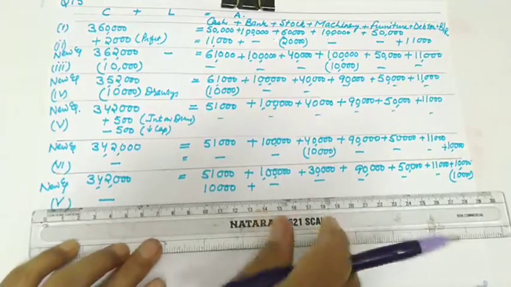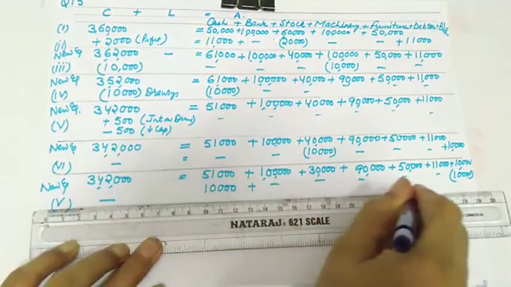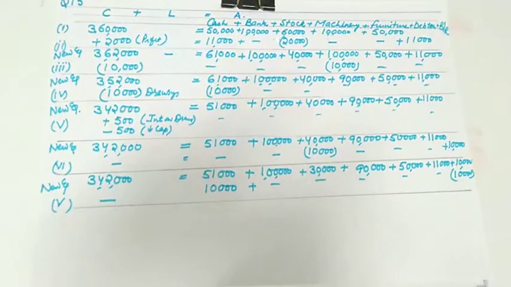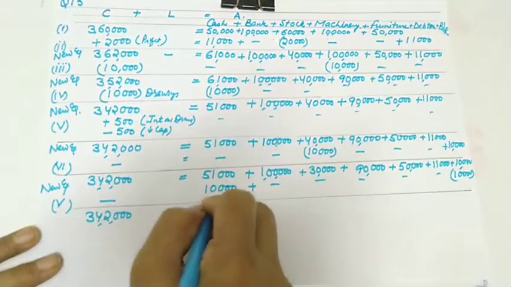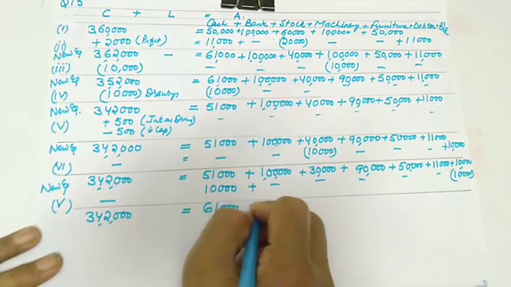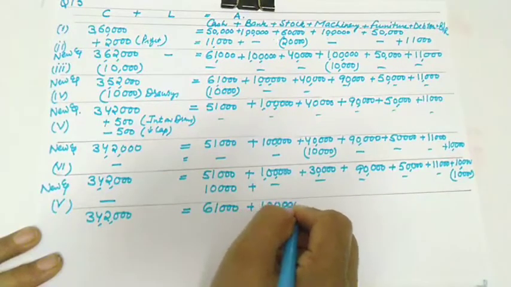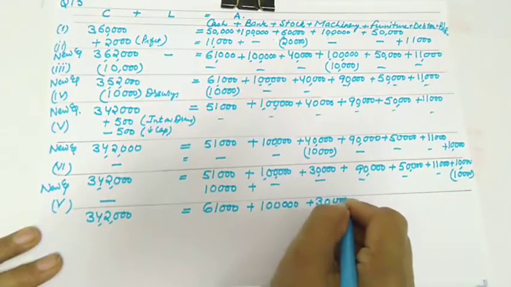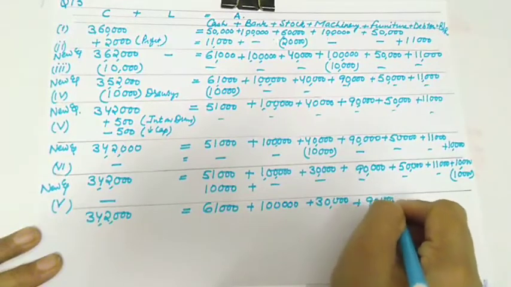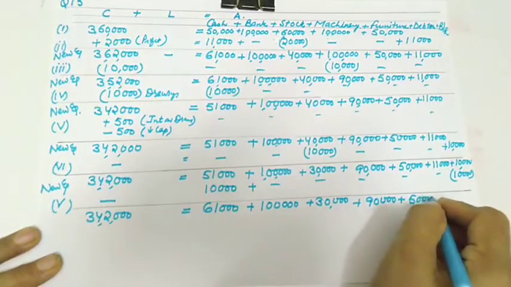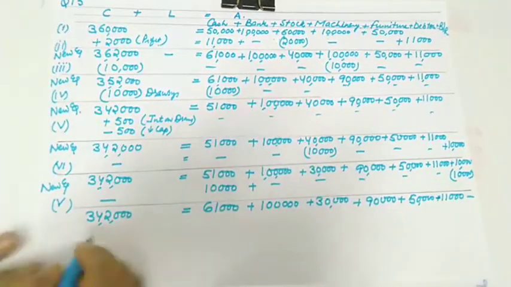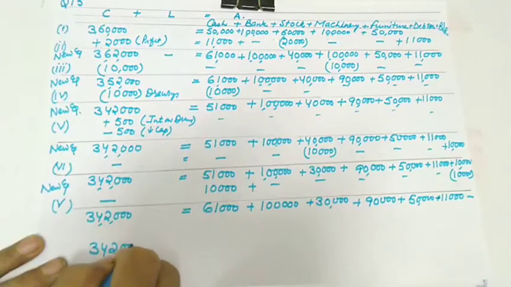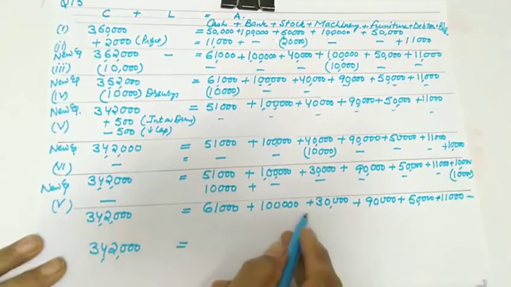So the final amount of this accounting equation will be 3,42,000 here, and this will be 61 plus 1 lakh plus 30,000 plus 90,000 plus 50,000 plus 11,000 and nil. So finally this side is 3,42,000. Let us check the total of this side.